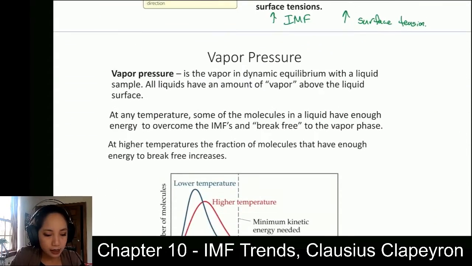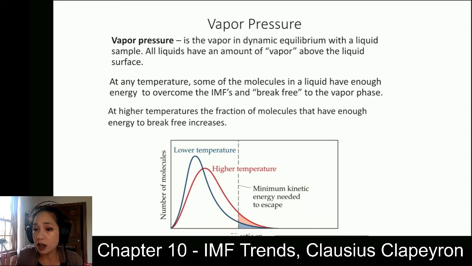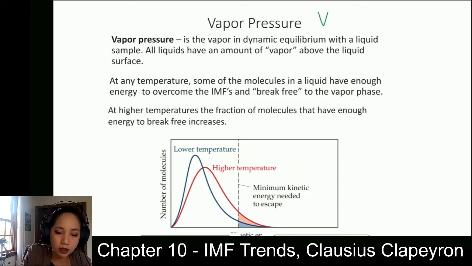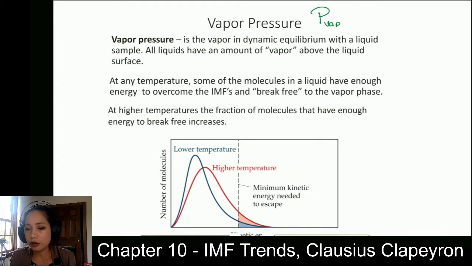So the last trend that we will talk about in terms of intermolecular forces and physical properties is vapor pressure. So oftentimes we symbolize vapor pressure as P with a subscript vap, because it's pressure, and vap means vapor pressure. So you might have never heard of this term, but we've all experienced vapor pressure. The definition here is that vapor pressure is the vapor in dynamic equilibrium. You'll talk about equilibrium in 1220 with a liquid sample. So it's an equilibrium between vapor, so a gas, and a liquid.